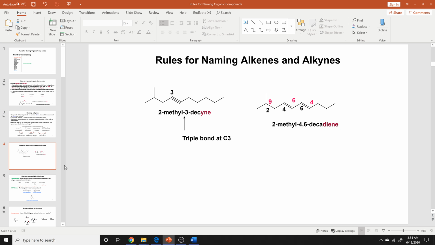If you have more than one double bond, then use the prefixes di, tri, tetra, and then in front of the ene. If you have more than one triple bond, then you're going to use the diyne in that case.